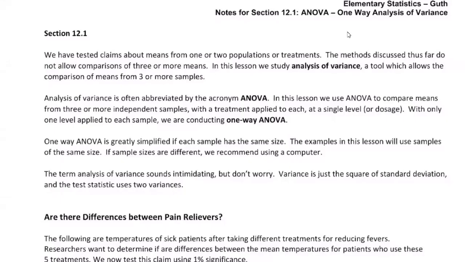All right, so it's 12.1, analysis of variance. We've tested claims about means from one or two populations or treatments. The methods discussed thus far do not allow comparisons of three or more means. In this lesson, we study analysis of variance, a tool which allows the comparisons of means from three or more samples.